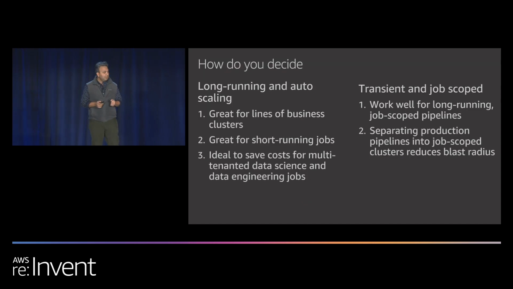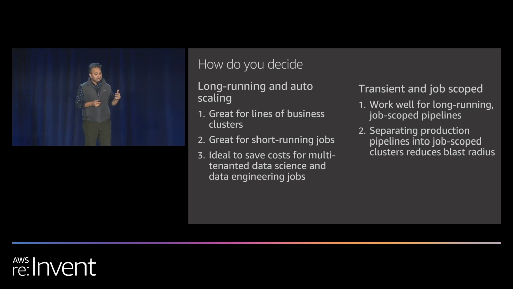How do you decide? So long-running clusters, which are auto-scaling, are really good for lines of business, really good for short-running jobs. What we have seen is in organizations, there will be different lines of business, and each line of business is given one persistent long-running auto-scaling cluster, where multiple people can just run jobs on the cluster. If these are short-running jobs, then the cluster can auto-scale for these jobs, and so on and so forth. It's ideal when you're trying to save cost on the multi-tenanted environments.